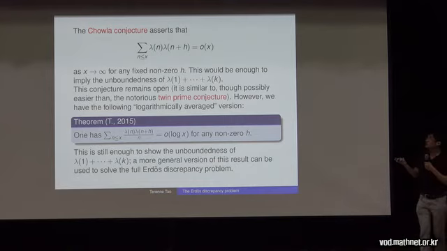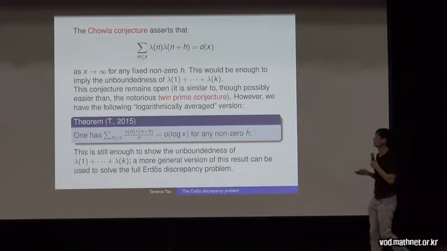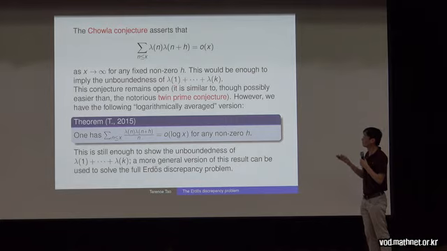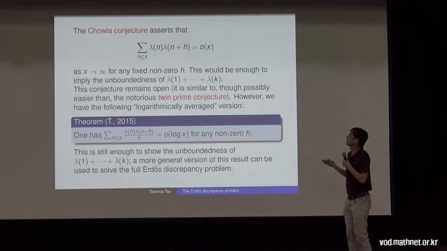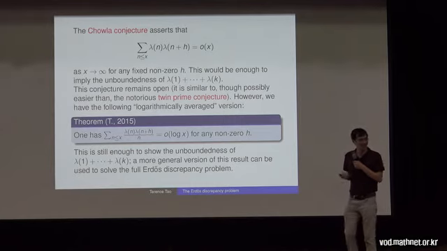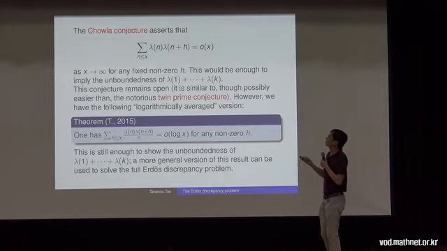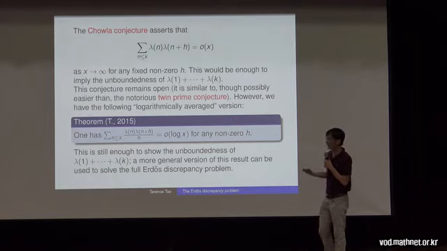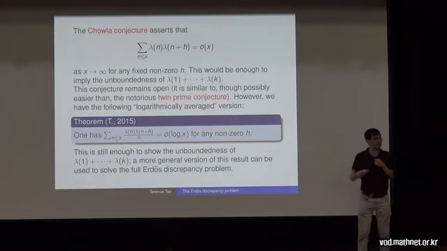If this was true, this would imply, at least for the Liouville function, that these sums are unbounded. Unfortunately, this conjecture is open. It looks about as hard as the twin prime conjecture. This conjecture is about asking whether n and n plus h both have the same parity of prime factors, like both have an even number of prime factors, or both have an odd number of prime factors.